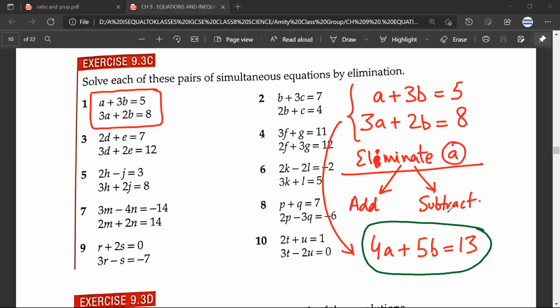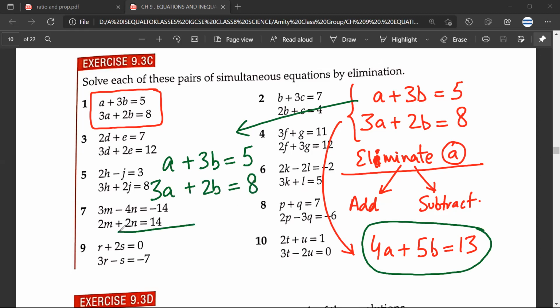Now, let me try to subtract. How do I subtract? First, we need to understand how to subtract two equations. The simplest way of subtracting two equations is to draw a line like this, and whatever be the sign of the term, I'll make it the opposite. So for example, this is a positive term. I'll make this negative. This is a positive term. I'll make this negative. This is a positive term. I'll make this negative. Mr. Satya, any doubt? No, sir.